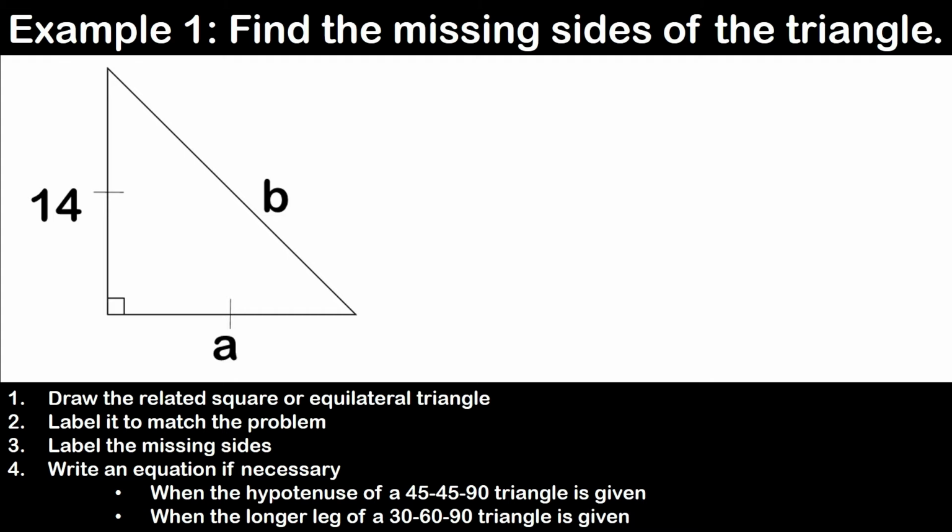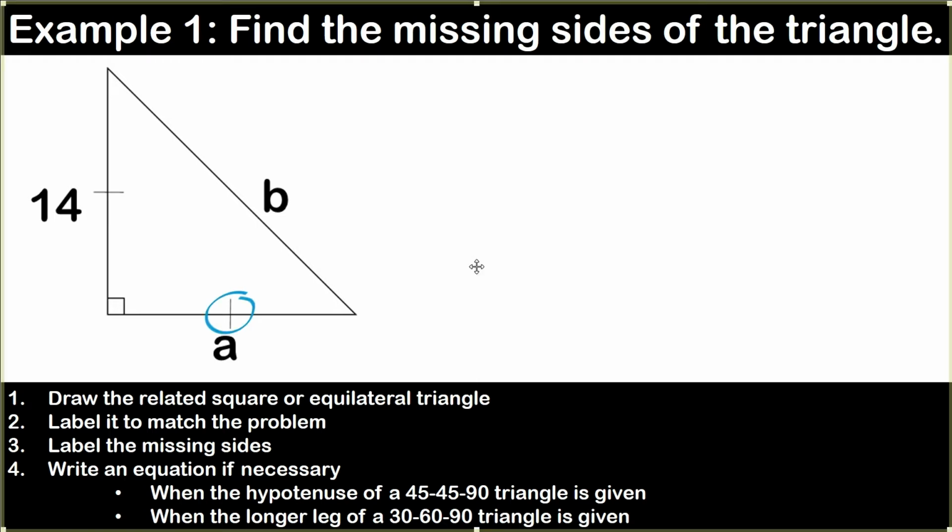Example 1, find the missing side of the triangle. The first step in this problem is to make a decision about what kind of related shape this triangle has. Is it related to a square or related to an equilateral triangle? Well, my first clue is that these two sides of my triangle are congruent, which means these two angles must have the same measure. So my triangle is a 45, 45, 90 right triangle, and that is half of a square. So my related shape is a square.